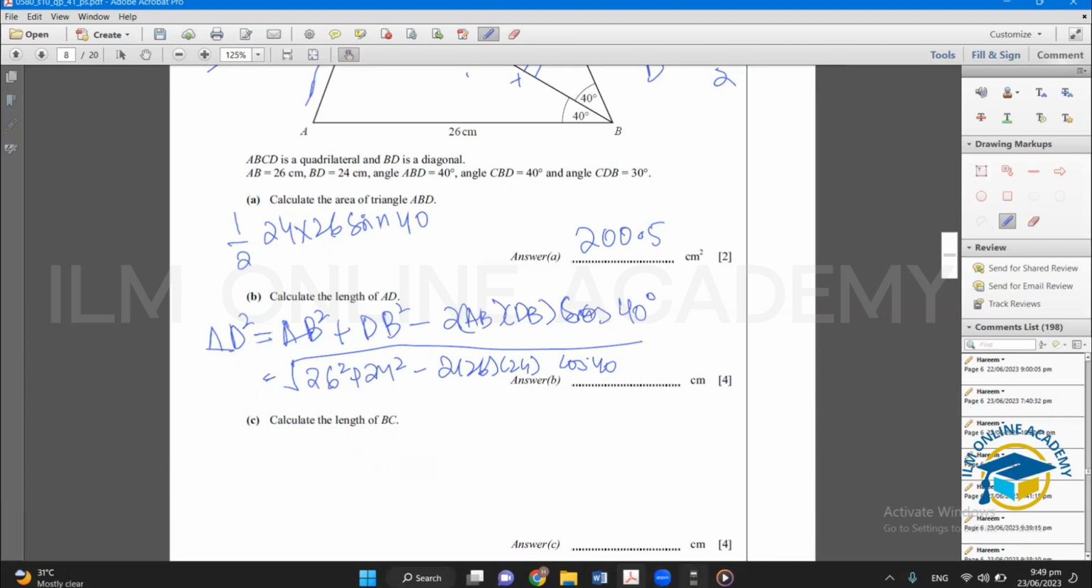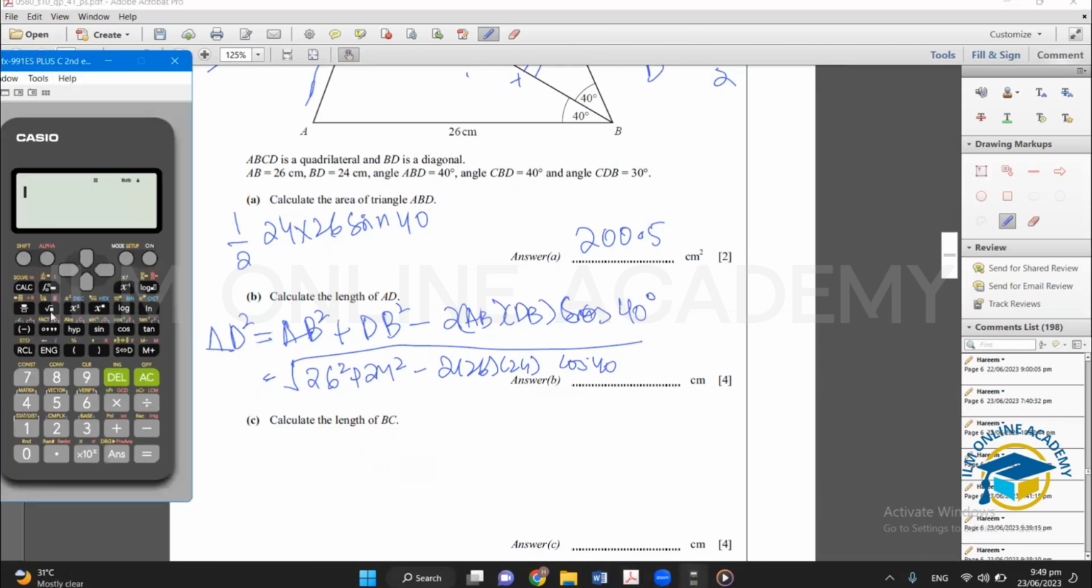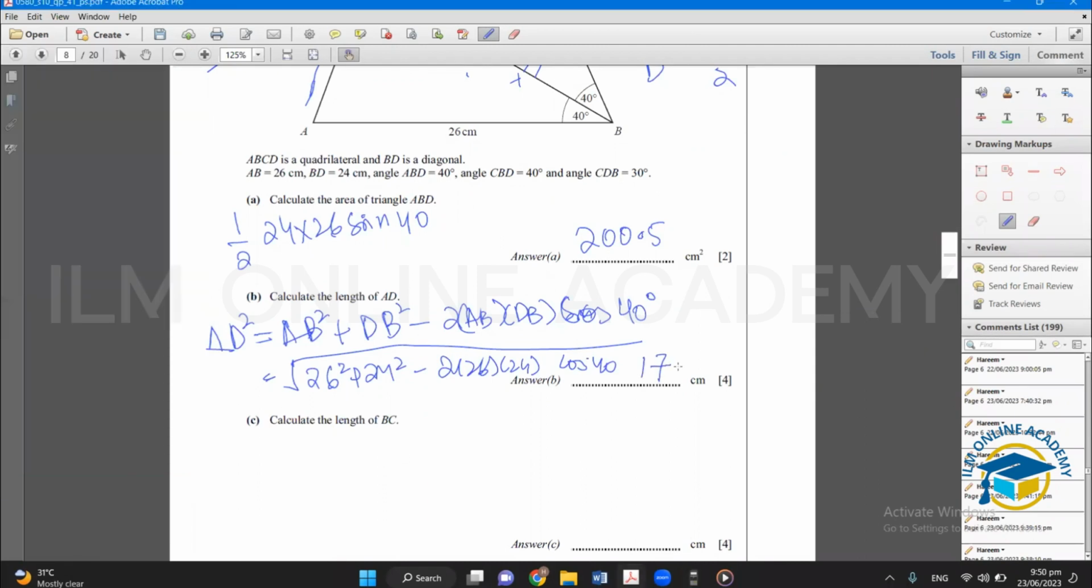So let me calculate it. It's under root 26 square plus 24 square minus 2, 26, 24, and cos 40. And the answer is 17.2 centimeters. Here is the answer.